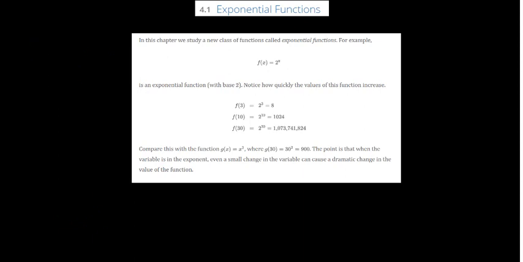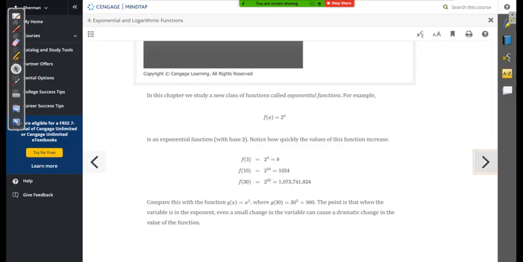So notice how quickly the values of this function increase. As a matter of fact, you could say it increases exponentially. 2 cubed is 8. 2 to the 10th is 1,024, and 2 to the 30th power is in the billions. Compare this with a function g of x equal to x squared, where g of 30 is simply, when we replace the unknown, which would be the base, 30 squared is just 900. So the point is that when the variable is in the exponent, even a small change in the variable can cause a dramatic change in the value of a function.